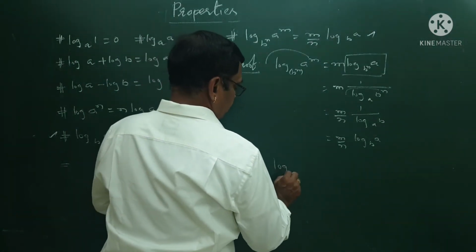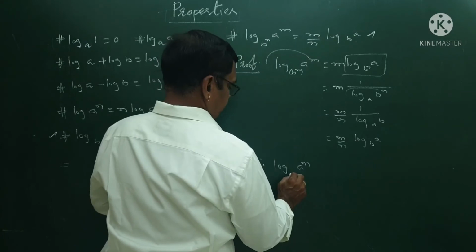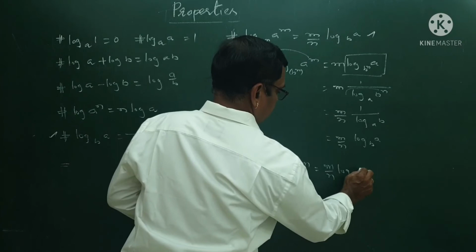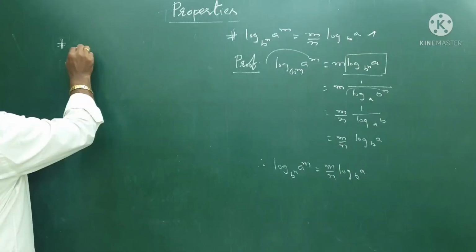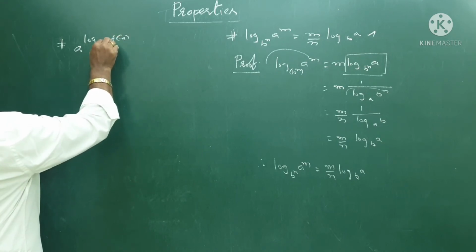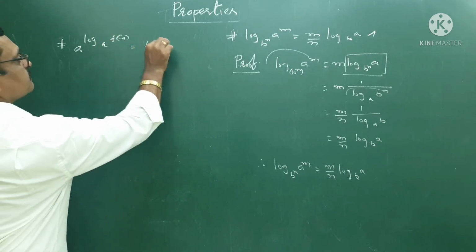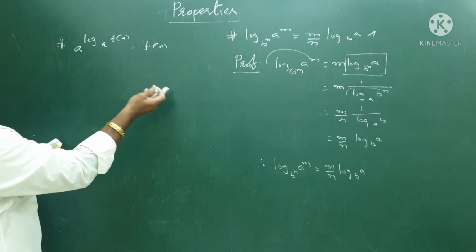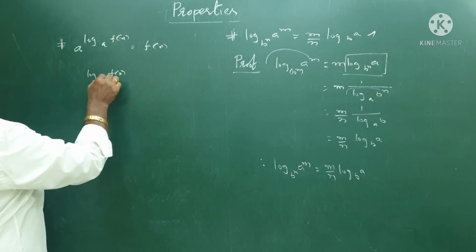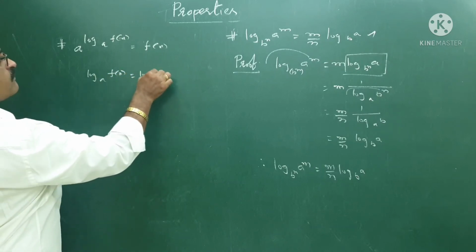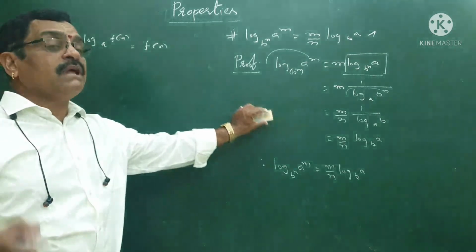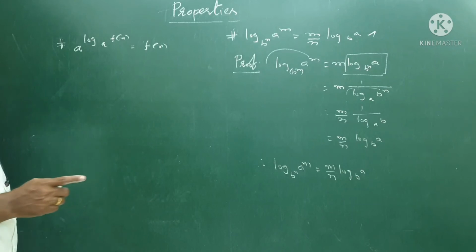log A to the power of m base B to the power of n is m by n log A base B. A to the power of log f of x base A is always equal to f of x. Very simple. If you convert into log, you will get the same thing. You will get log f of x base A is equal to log f of x base A. So proof is not required. So A to the power of log of f of x base A is equal to f of x.